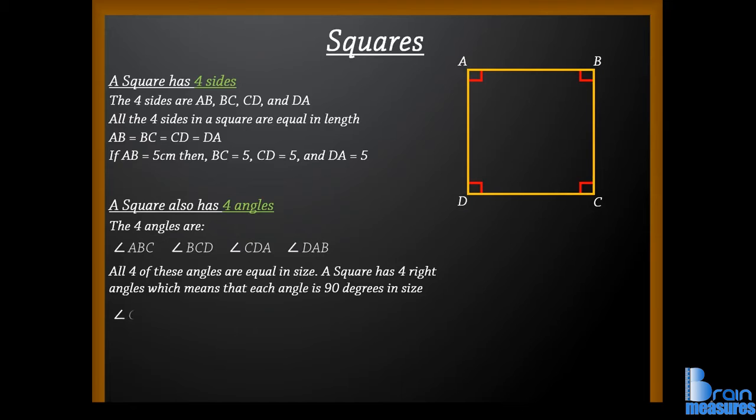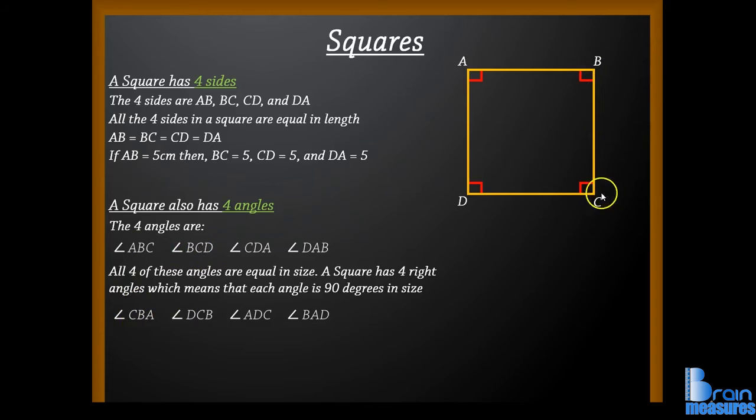Now we can also write these angles in a different way. We can start from the other end. For the first angle, it was ABC. That's A, B, and C. But we can go backwards now as well. We can go C, B, A. So ABC is also equal to CBA.